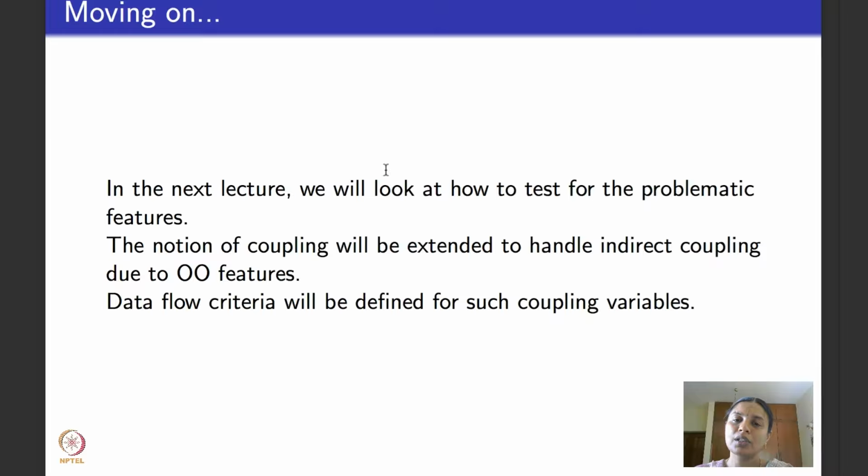Moving on, what are we going to do in the next lecture? We'll look at how to test for these problematic features such that we detect the faults that we understood in this lecture. If you remember, when we did integration testing, data flow, using graphs and all that, we did data flow testing and we introduced the notion of coupling variable. We'll extend it to object-oriented coupling and we'll define data flow criteria over these coupling variables.